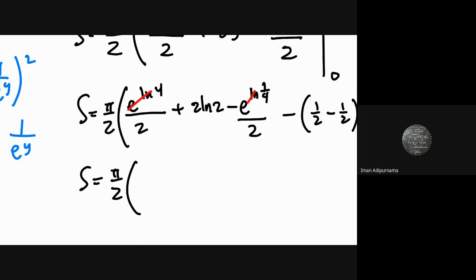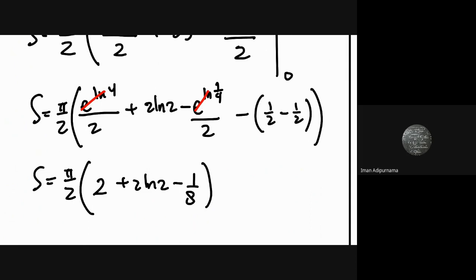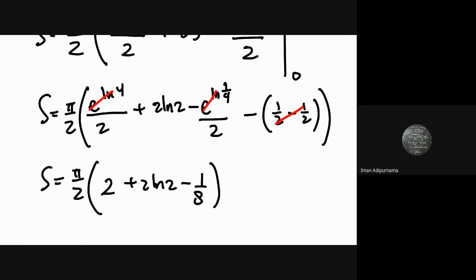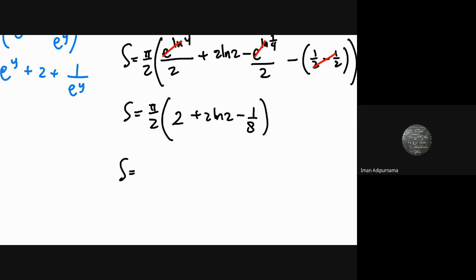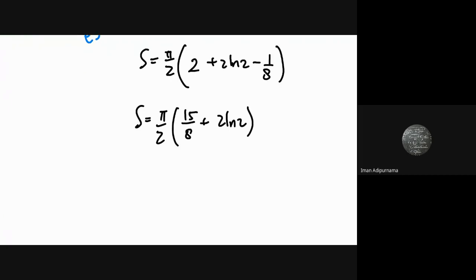This will be cancelled, right? ln4 is 2 ln2, so 4 divided by 2 is 2, plus 2 ln2. 1 over 4, 1 over 8. This will be cancelled. I think up until here you can finish.